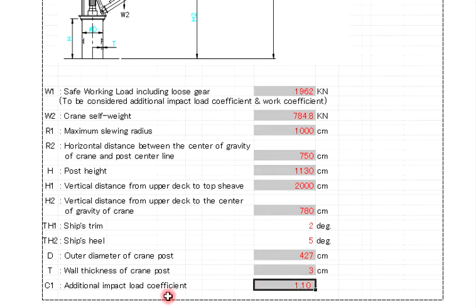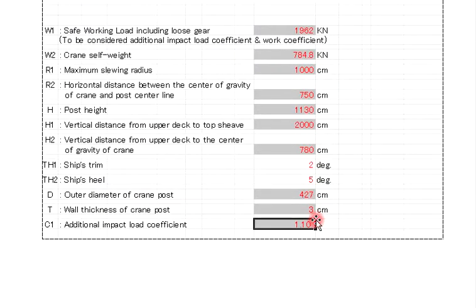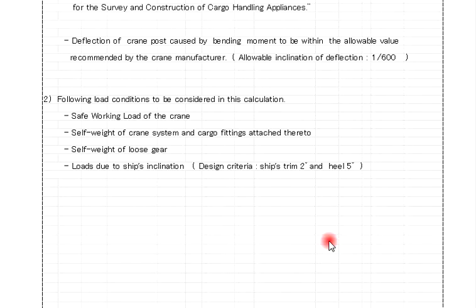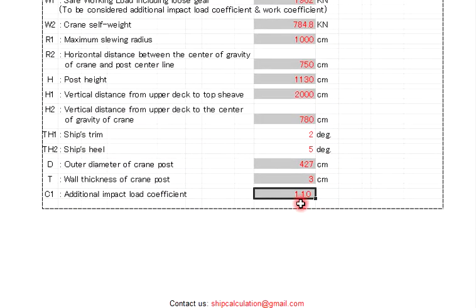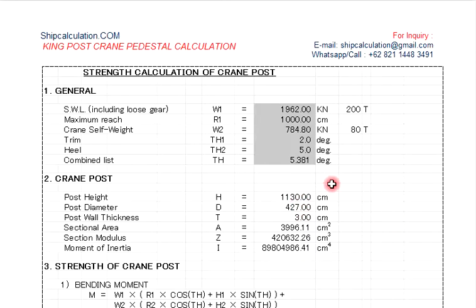This one is the additional impact load coefficient. You can refer to any classification rules also, or you can go to what is recommended by the crane manufacturer. Okay, how much, but normally it is 1.10 for the lifting one. So this is the general strength calculation of the crane post, right? So this is the general one.